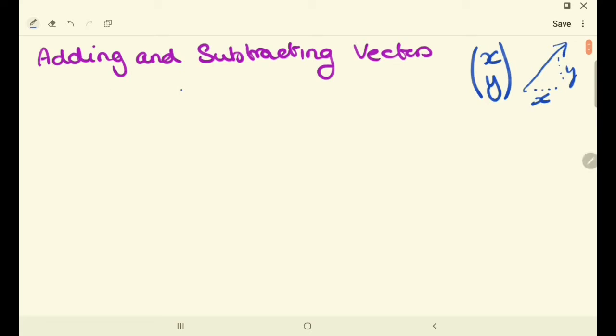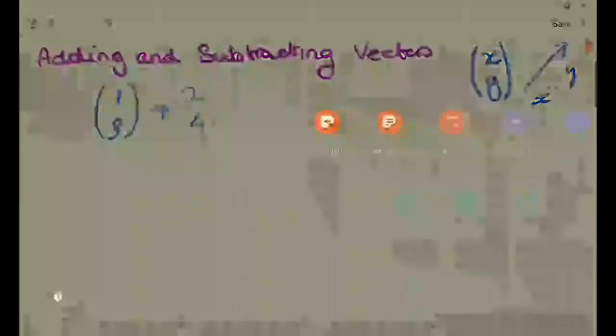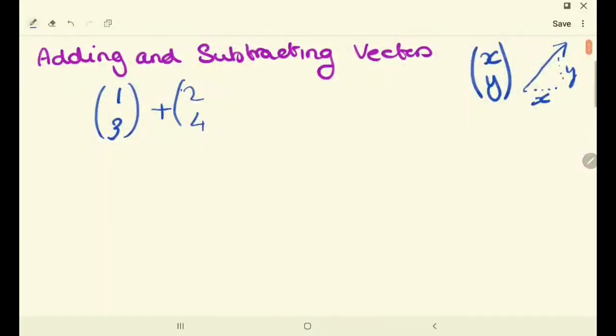So if we are going to add together two vectors, we're going to add together a vector that is 1, 3, and we are going to add it to another vector which can be 2, 4. Okay? Some nice whole numbers for us to work with. I'm going to show you what this would look like if we drew out this vector. So we have the vector which is 1, 3. So that means it goes along 1 and it goes up 3. So this is our first vector.